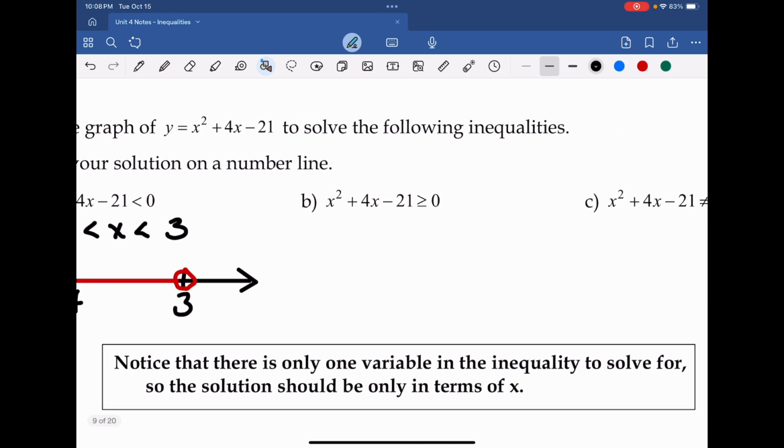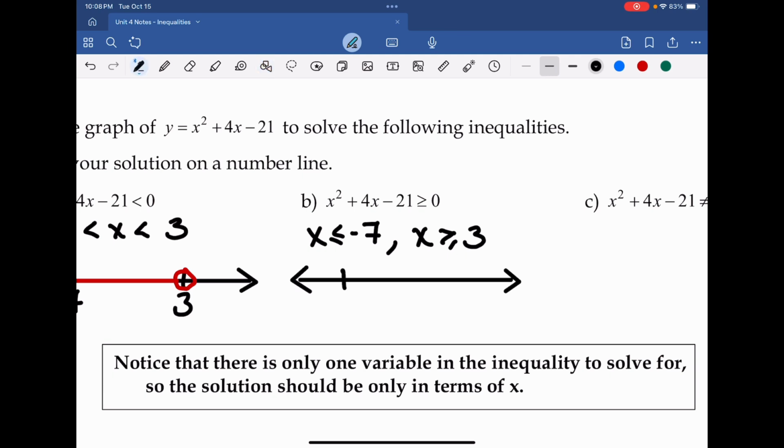Okay, where was it greater than or equal to 0? It was greater than or equal to 0 when it was outside. So we're going to write it as, first of all, x is less than or equal to -7, and then x is greater than or equal to 3. And what we're going to do is on this line, we're going to make sure we use solid dots, and we're going to write it in the following way.